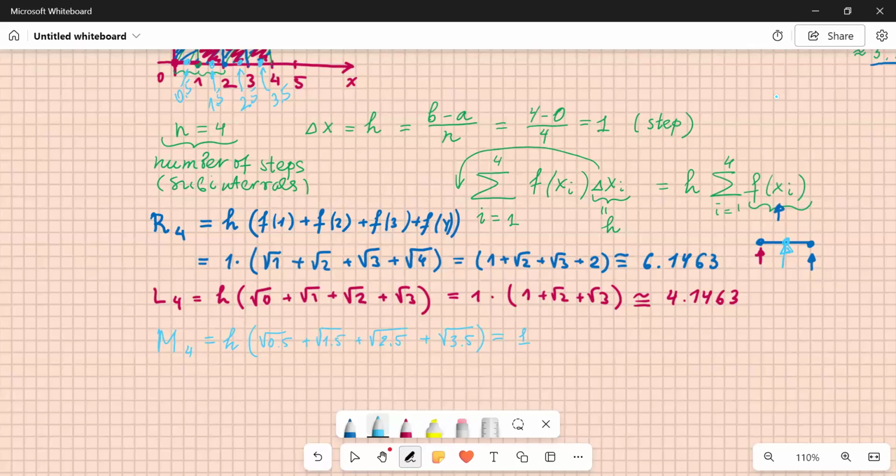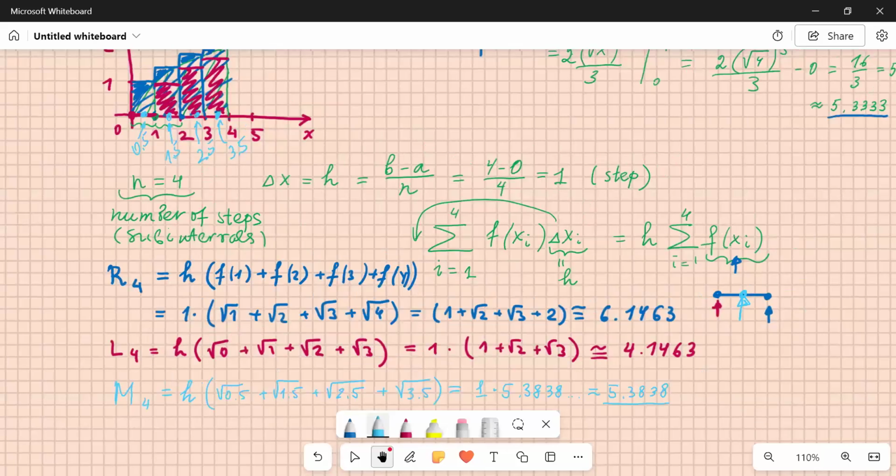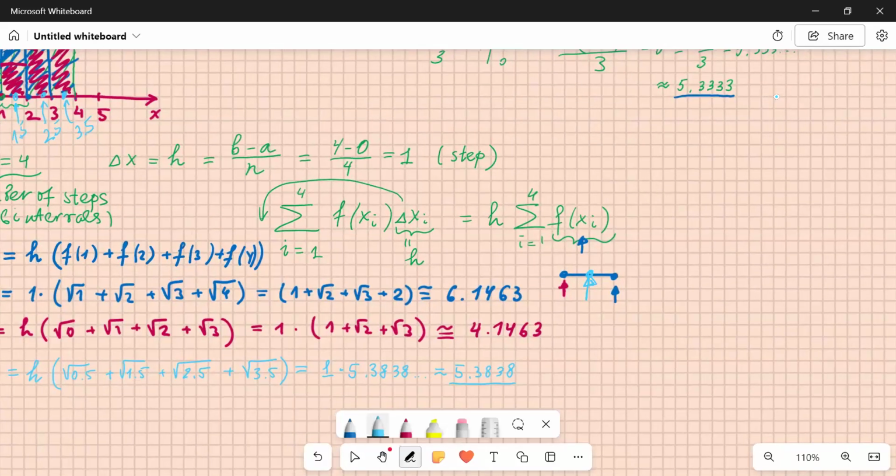Well, guys, actually, I used my calculator already ahead of time, and I calculated that this sum of square roots is going to be equal to 5.3838 and more digits, which is going to round to 5.3838. If I compare my answer over here to what I'm supposed to have according to the precise formula, I'm going to see that my answer is much closer.